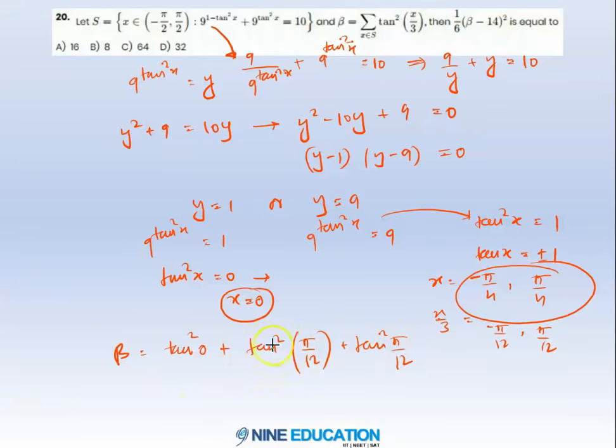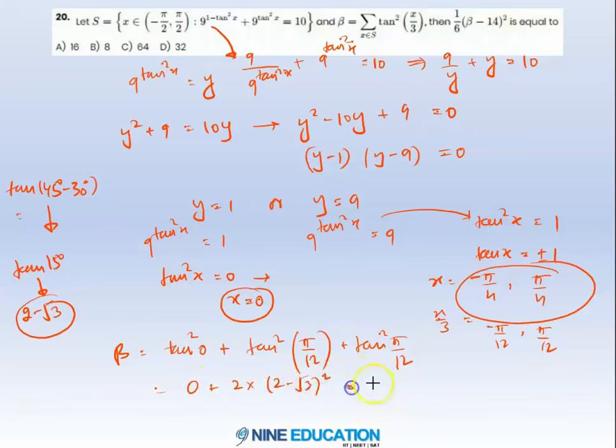Pi by 12 is nothing but 15 degree, and you should remember that tan 15 degree value is nothing but 2 minus root 3 if we simplify. So 2 minus root 3, if you don't know how to solve, you can apply tan 45 degree minus 30 degree. From there you can get the values and rationalize it basically. So if I use the values, this is 2 times of 2 minus root 3 whole square, which is nothing but 2 times of 4 plus 3, 7 minus 4 root 3.